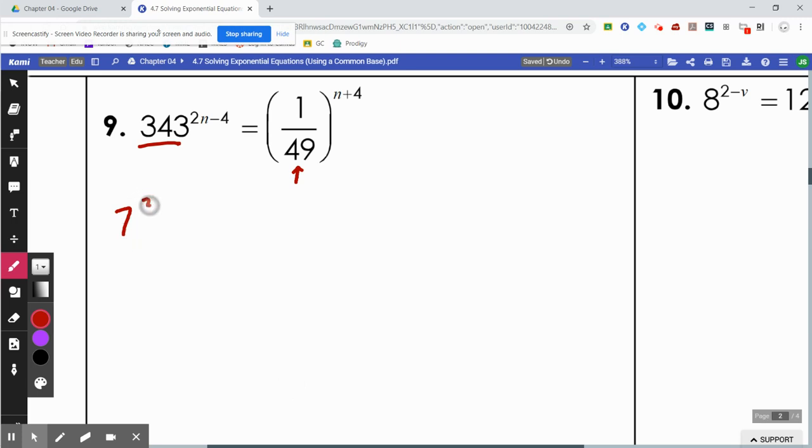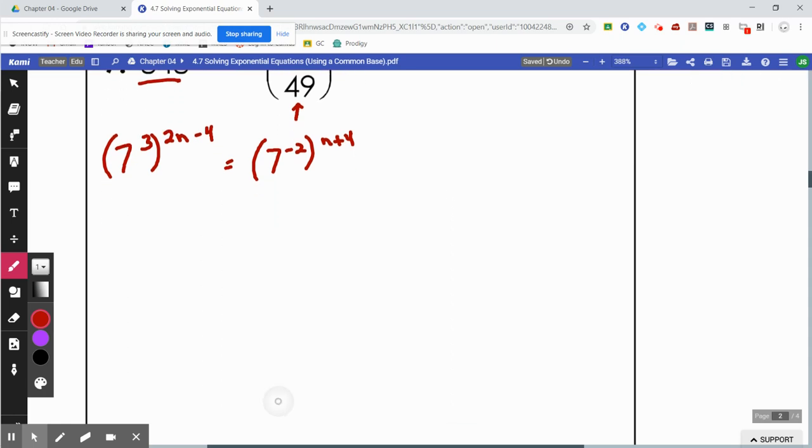So we're going to write this as 7 to the 3rd to the 2n minus 4 equals 1 over 49, which is 7 to the negative 2. We're going to raise that to the n plus 4 power. Power to power, let's multiply them.